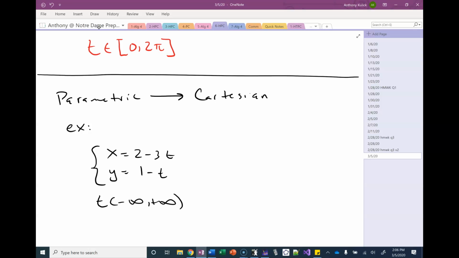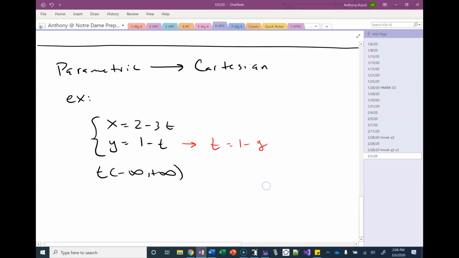How can we get rid of the t? Great. So Mark says we can use substitution. We can solve one equation for t and then substitute it into the other, right? Everybody's okay with that idea? So which one of these 2 equations would you like to solve for t? The bottom one sounds fine. So when we do that, we get t equals 1 minus y, right? Okay. And then we'll just substitute that into the other equation.